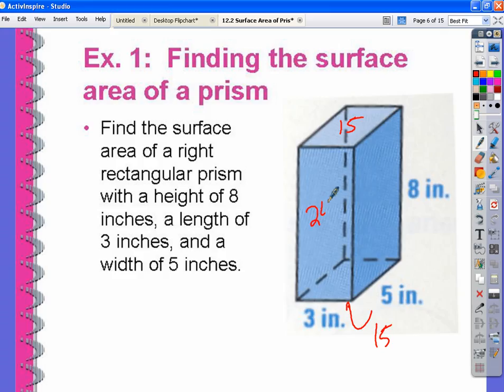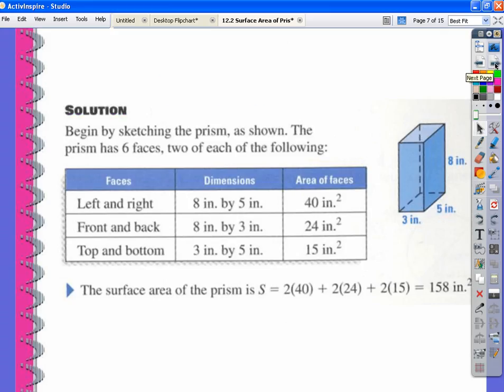And then what else? Yeah, left and the right. I'm going to get 40 there and 40 on that side. So when I add those up, it's just 15 plus 15 plus 24 plus 24 plus 40 plus 40. Well, a nice convenient way of doing that would just be 15 times 2 plus 24 times 2 plus 40 times 2, right? And so if we did all that stuff, what are we going to get? Well, let's see. 30 plus 48 plus 80 ends up being 158.